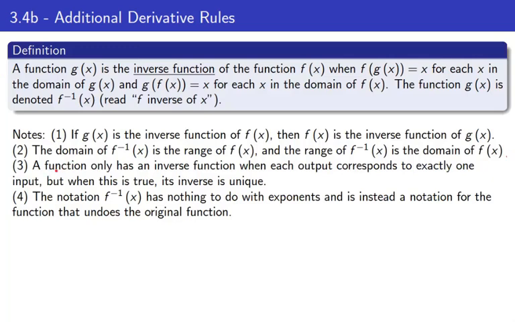A function does not always have an inverse. It only has an inverse when you get exactly one input for each output. And when that's true, you get a unique inverse. This is a property we call one-to-one, and it's equivalent to the horizontal line test. If a function passes the horizontal line test, it has an inverse.